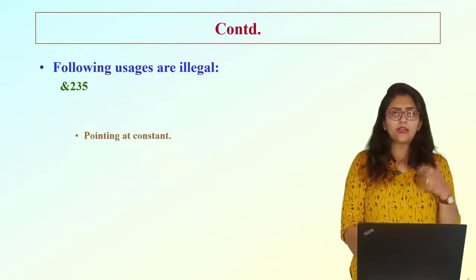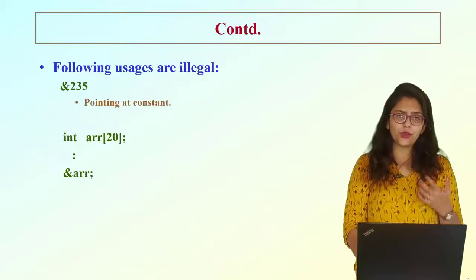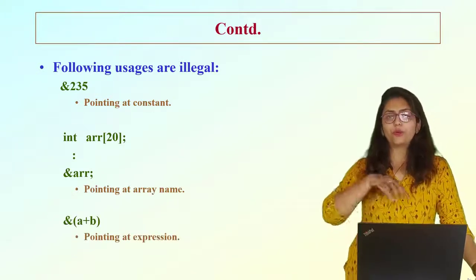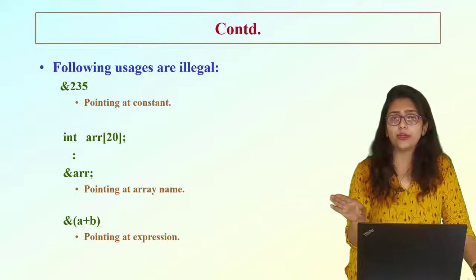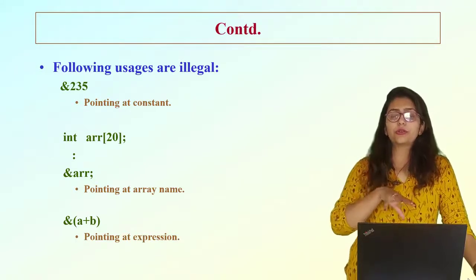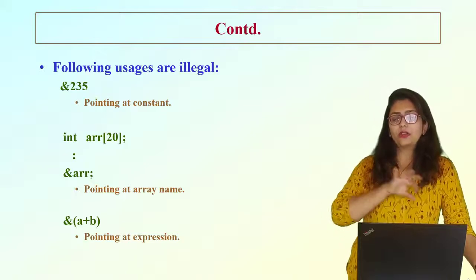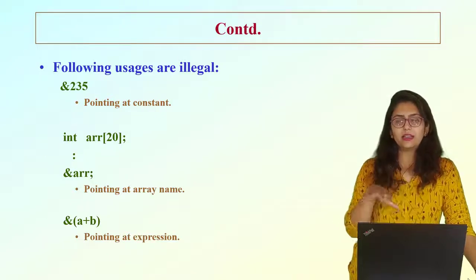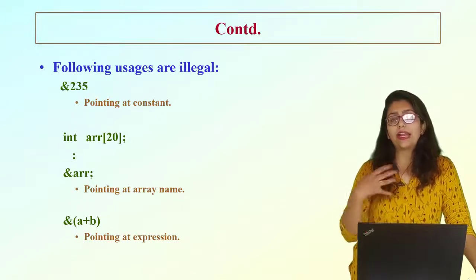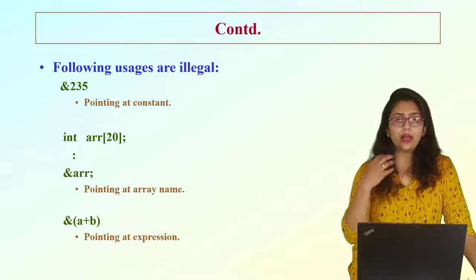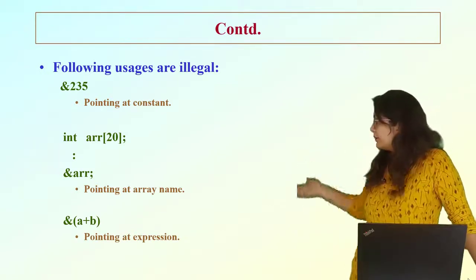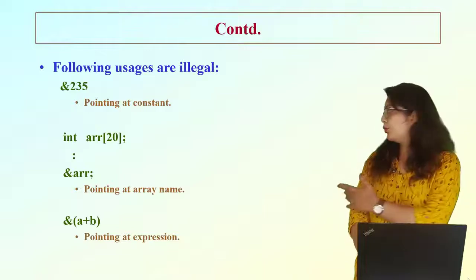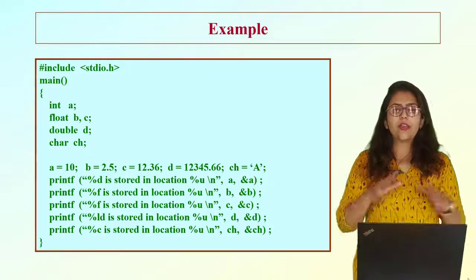Now, what I am showing over here are the illegal usages of pointers. A pointer cannot be used to point to a constant. So if you want to point to any constant, say 1, 2, 3, you cannot use a pointer. It is illegal. Then you cannot directly use a pointer with array names, right? By default, whenever you have an array name, it will point to the first element, but it is illegal if you use it this way. And you cannot point to any expression. So these are illegal uses of pointers. You have to take precaution that you don't use pointers like this. So here I have given an example.